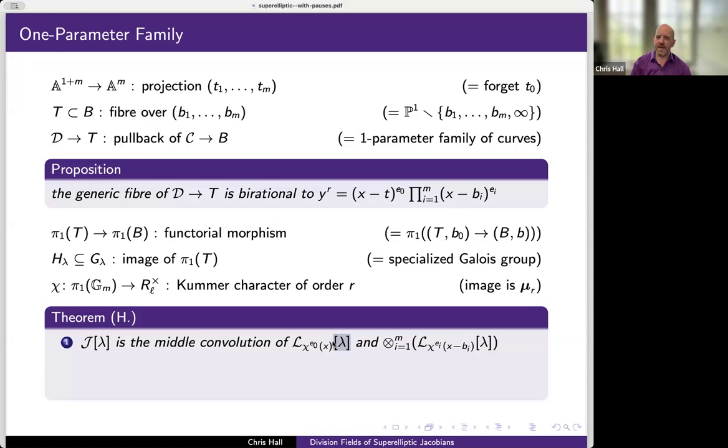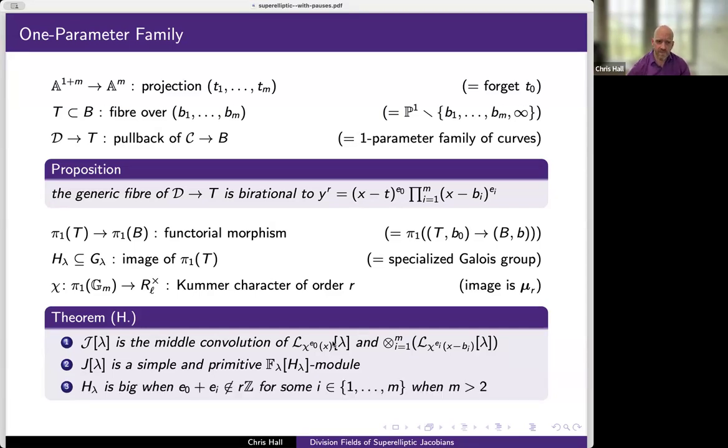And the upshot of it is this is precisely the statement that allows me to analyze the inertia and the generators of my monodromy group. In particular, by analyzing it as a middle convolution, I'm able to show that the thing is simple and primitive. And I can even show that it's big as soon as, well, there's this tiny hypothesis that I don't want E0 and E1 to add up to R. I claim I can make this happen by permuting the EIs, provided that M is at least 2.